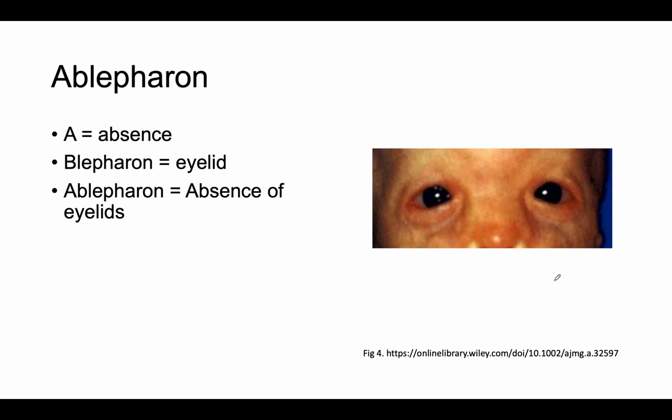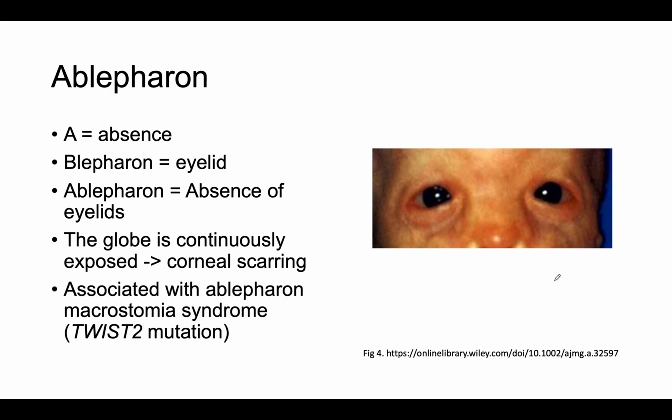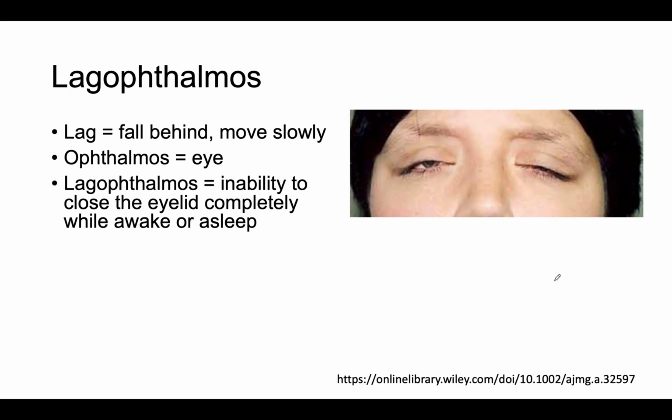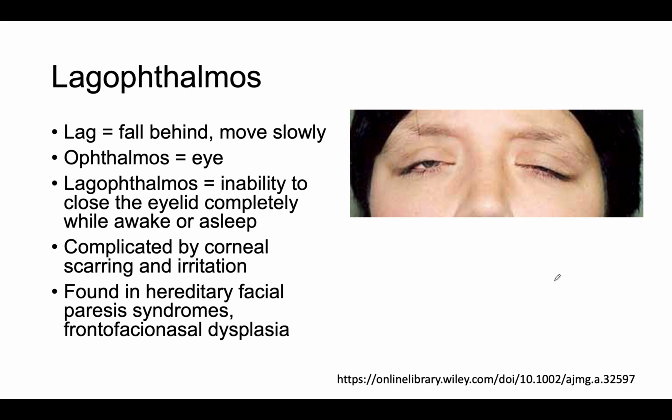Ablepharon is the complete absence of eyelids. This is also quite rare and can result in corneal scarring as the globes are continuously exposed. There's an association between ablepharon and TWIST2 mutations. Lagophthalmos is a condition where the eyelid is unable to completely close while the patient is awake or asleep. And similarly to ablepharon, this can be complicated by corneal scarring and irritation because the globe is exposed. Lagophthalmos can be found in hereditary facial paresis syndromes and frontofacionasal dysplasia.